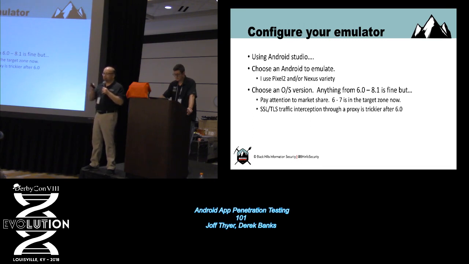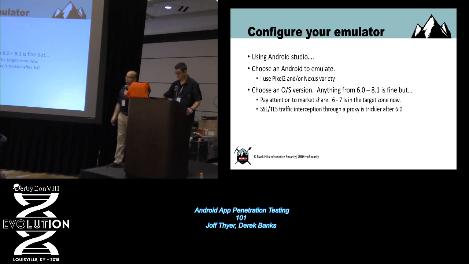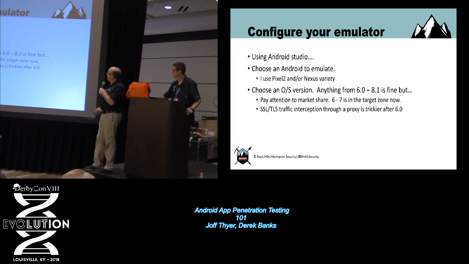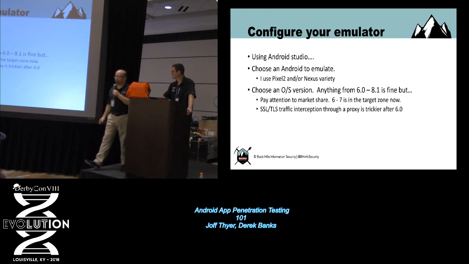Most likely, you're going to be somewhere between 6.0 and 8.0, more likely 6 and 7, because that is our Lollipop and our Nougat versions, which most of you are running, right? Think about the majority market share there, okay? SSL TLS traffic interception through a proxy is a little trickier after 6.0. They've hardened. There's a war on SSL. I'm sure you're all aware of the whole war on SSL TLS interception, right?